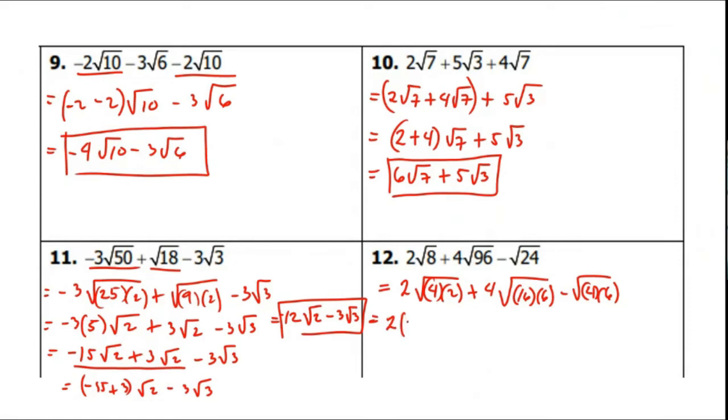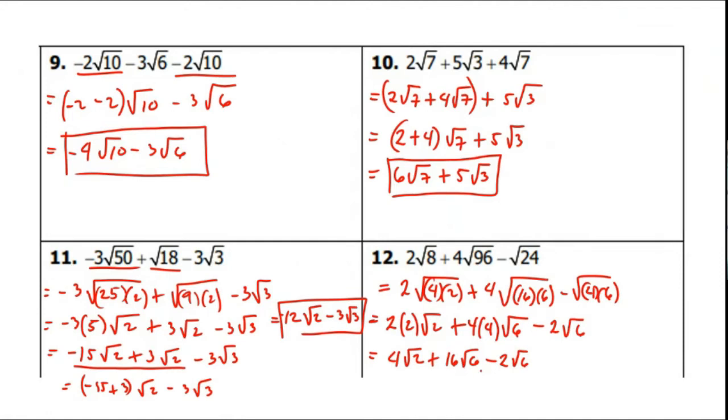Square root of 4 is 2. Square root of 2 plus 4. Square root of 16 is 4. So times 4 square root of the remaining, which is 6. Square root of 6 minus square root of 4 is 2 square root of 6. So simplifying further, you will be having 4 square root of 2, 2 times 2. Plus 4 times 4 is 16 square root of 6 minus 2 square root of 6.